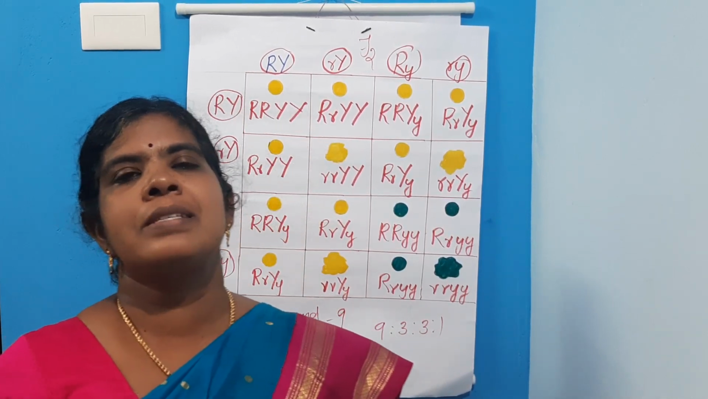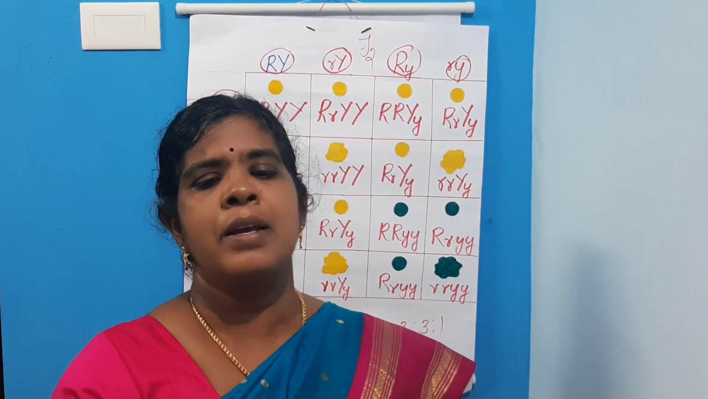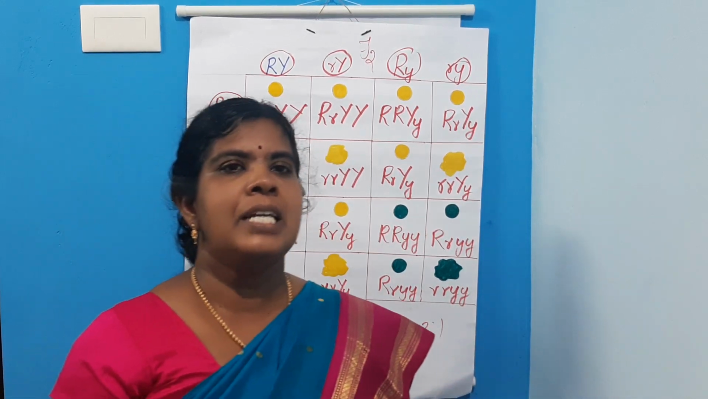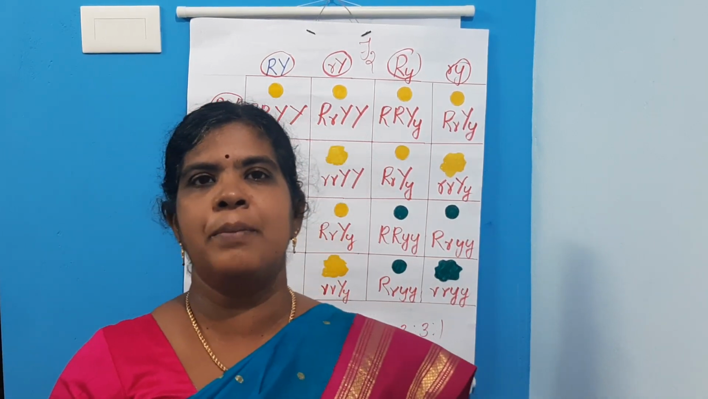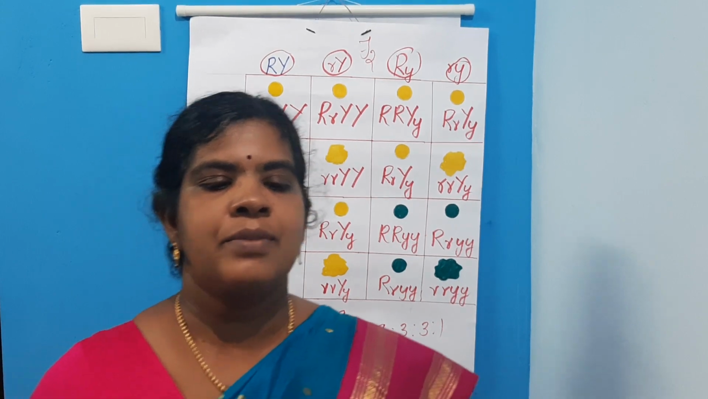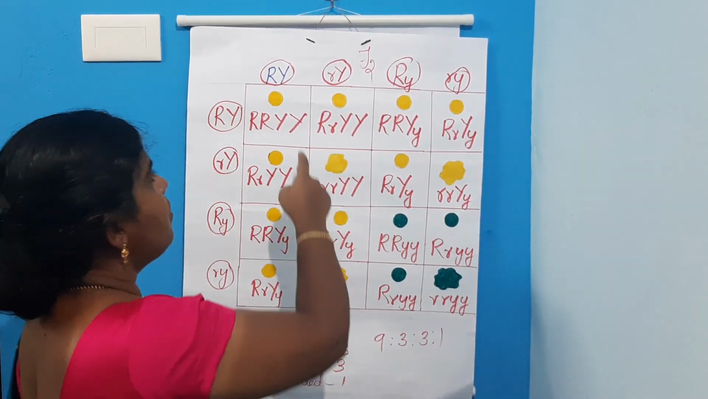So from this experiment, based on monohybrid and dihybrid crosses, Mendel stated 3 laws. First law is law of dominance, second one is law of segregation, and third one is law of independent assortment. What are these laws? They are called Mendel's laws of heredity. First law, law of dominance. When two homozygous individuals... What is homozygous? When two factors are same. This is homozygous.